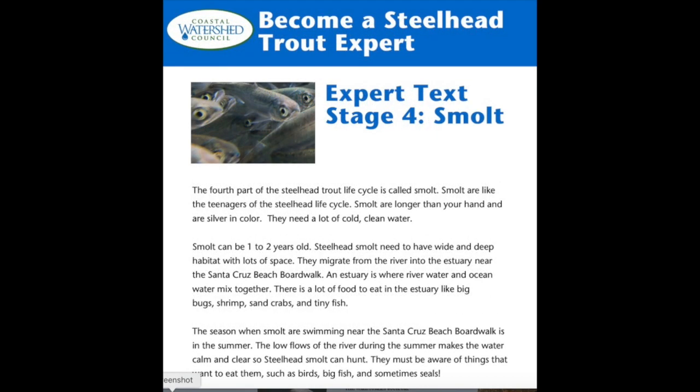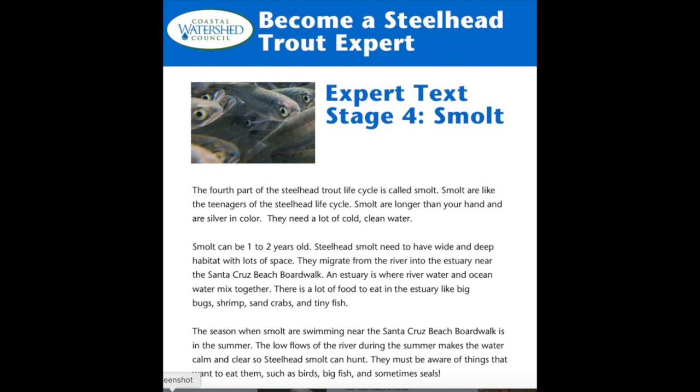Stage 4: Smolt. The fourth part of the steelhead trout life cycle is called smolt. Smolt are like the teenagers of the steelhead life cycle. Smolt are longer than your hand and are silver in color. They need a lot of cold, clean water. Smolt can be 1 to 2 years old. Steelhead smolt need to have wide and deep habitats with lots of space.